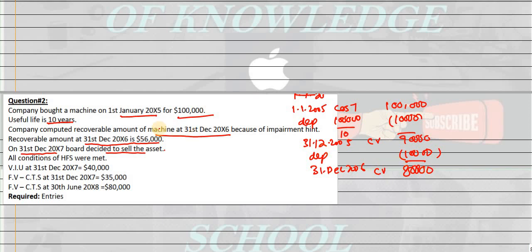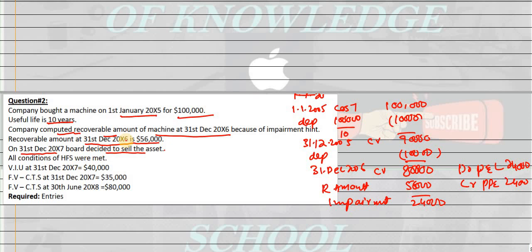Okay, if you see here, the computed recoverable amount on this date is 56. So the recoverable amount now becomes 56,000. So it means we have an impairment of 24,000. Meaning debit profit and loss, and credit property, plant and equipment, and this will be 24,000. Clear? Okay.